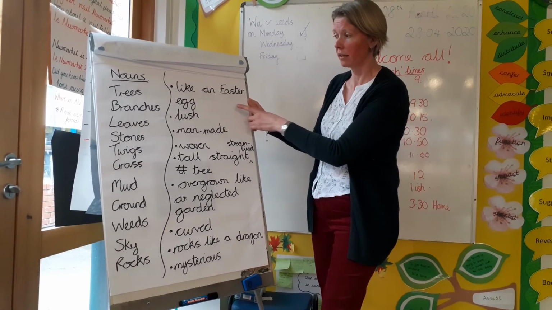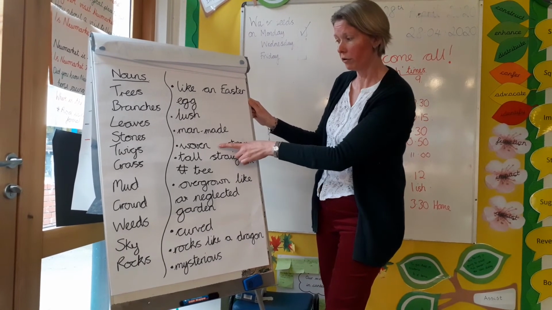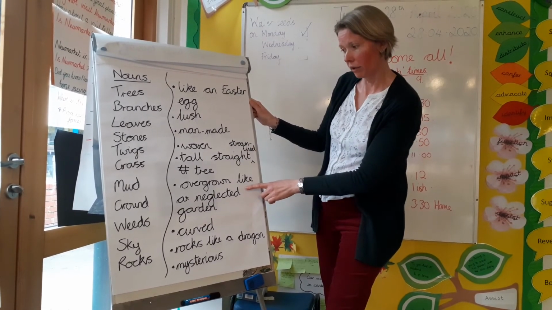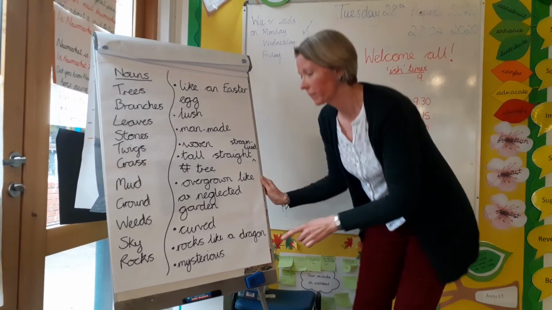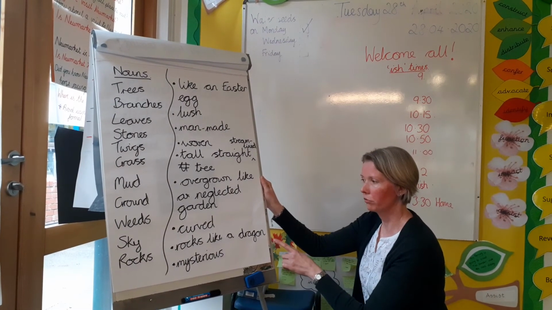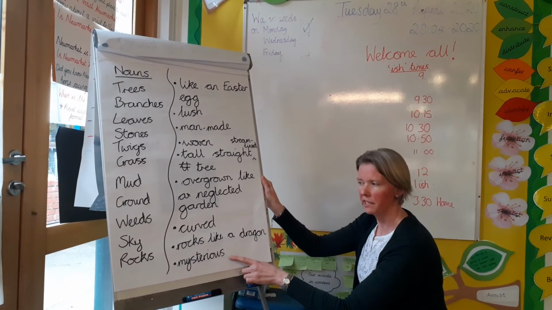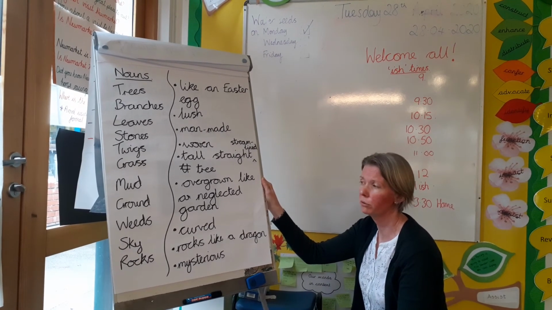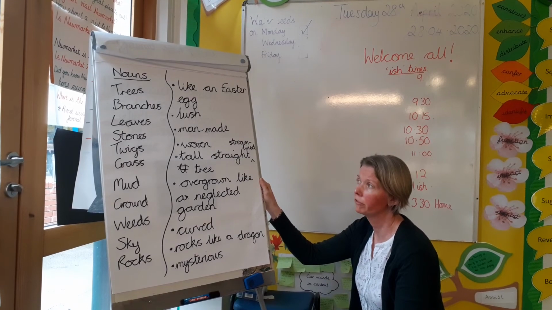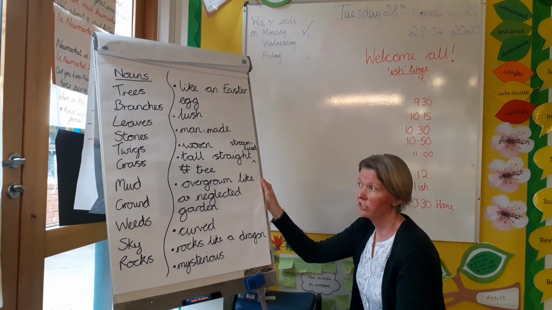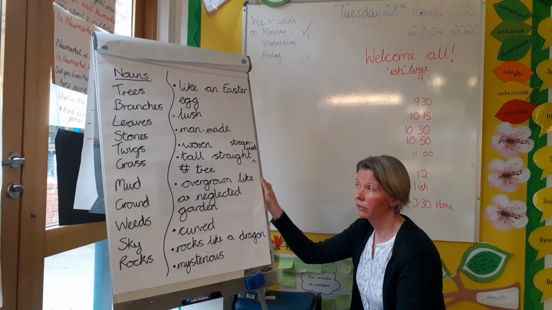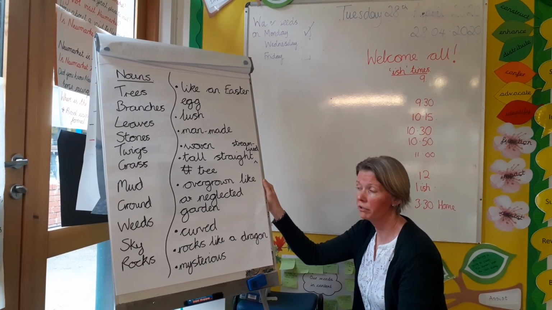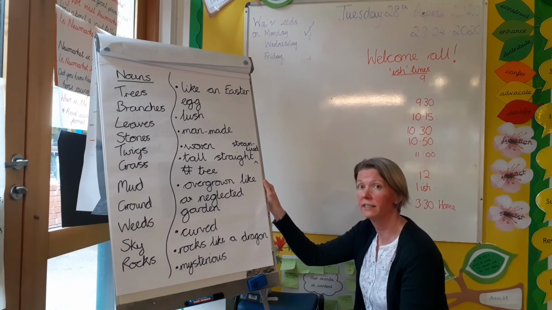So we've got like an Easter egg, lush, man-made, woven, tall, straight, streamlined trees, overgrown, like a neglected garden, curved, rocks like a dragon, and that it felt mysterious. Now you could come up with all sorts of ideas there. Some of you might come up with metaphors, some of you might come up with some verbs to describe perhaps any imagined movement in the scene, and maybe some adverbs to just add a little bit of extra spice. Now I'm just going to show you the process that we went through to start to create a word picture.